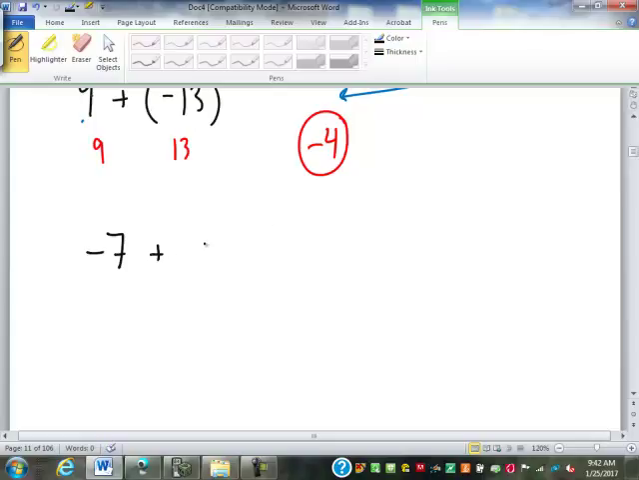If I have negative 7 plus 15, same type of thing. Here's 0. Negative 7 starts out going in the negative direction. Positive 15, does that go the same direction or the other direction? Other way. Longer or shorter? Longer, so it's going to go past 0. So this tells us that the answer is on the positive side, and because they go opposite directions, it's the difference between 7 and 15, which is 8. So it's a positive 8.